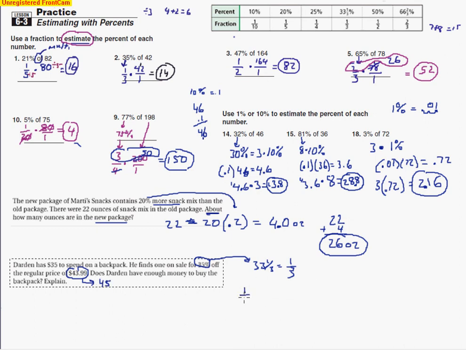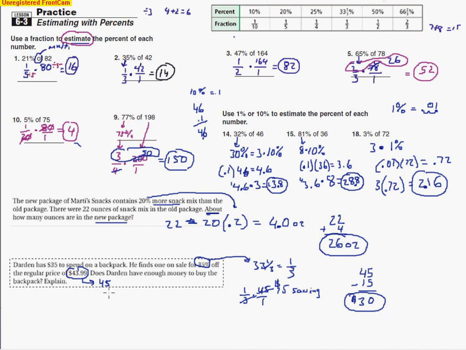So let's do it. 1/3 times 45 over 1. 3 goes into 45 15 times. $15. That's what he's saving. He's not going to pay that $15. So let's find out how much that'll end up costing. Let's take the price, $45. Again, we just rounded it. We're just making the math easy. And let's subtract that 15 that he's not going to pay. That's $30. That's how much about this is going to end up costing.